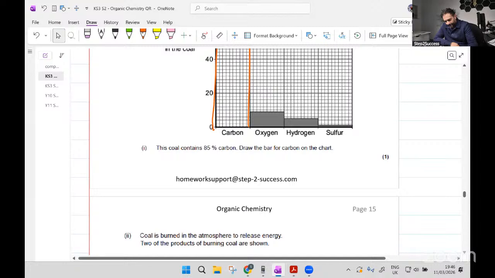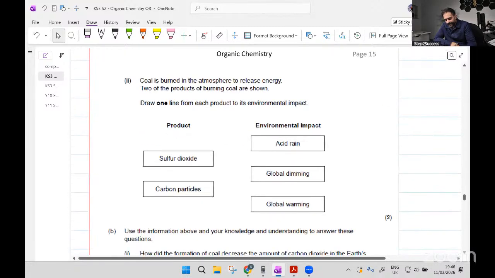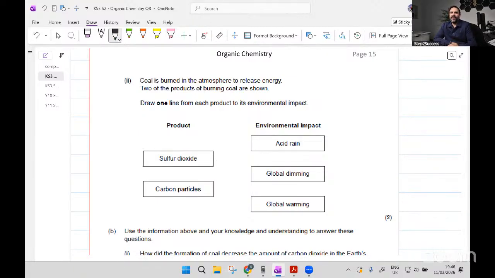Okay. Coal is burned in the atmosphere to release energy. Two of the products are shown. When you burn coal, it can produce sulfur dioxide. You won't know this yet, but sulfur dioxide can mix with the clouds and produce something called acid rain. And carbon particles are little bits of carbon that go into the air and block out the sun a little bit and make it go a little bit darker. That's called global dimming.